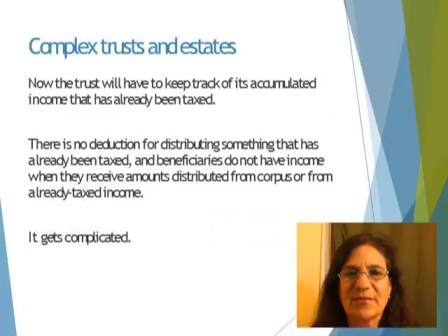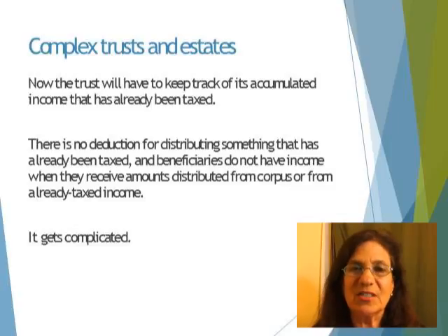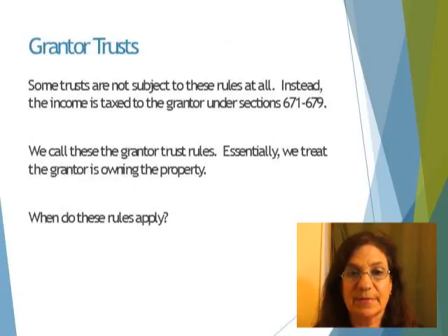So the trust will have to keep track of its accumulated income that's already been taxed. There's no deduction when the trust distributes something that has already been taxed. And the beneficiaries don't have income when they receive amounts that have already been taxed. And it gets a little complicated. It's beyond our scope here, but you need to just sort of know that this scheme exists so that if it comes up for you, you can educate yourselves.